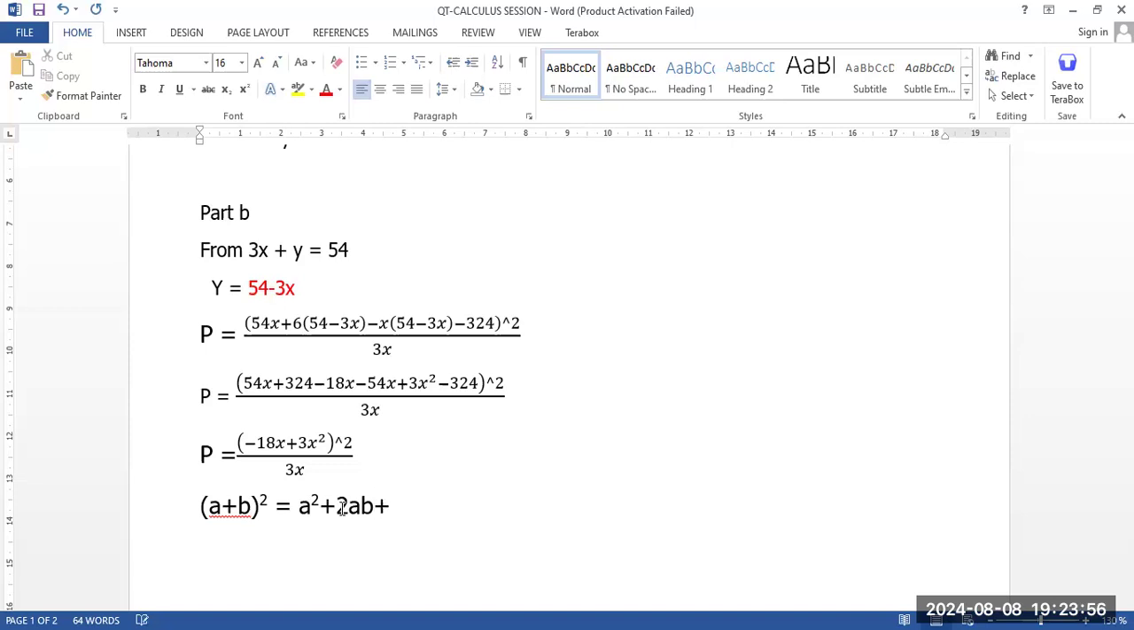Then plus B squared. You get this B, you square it, this is B squared. So if you have a negative here, it means that here you will also have a negative. But if it is positive, then here you will also have a positive. So we want to expand this part.